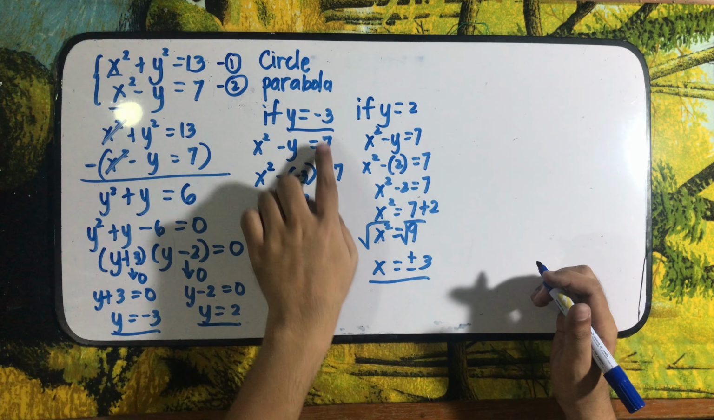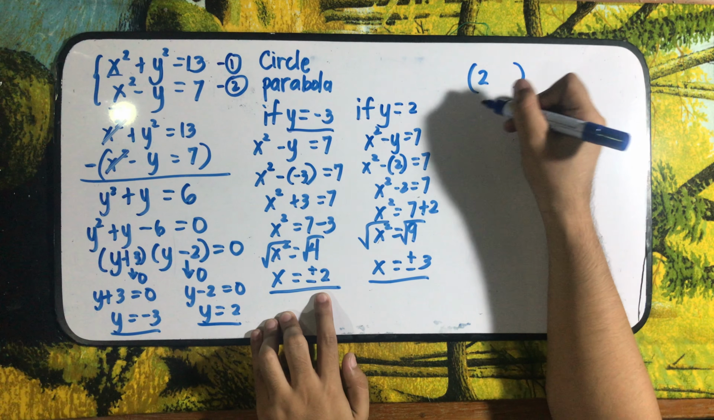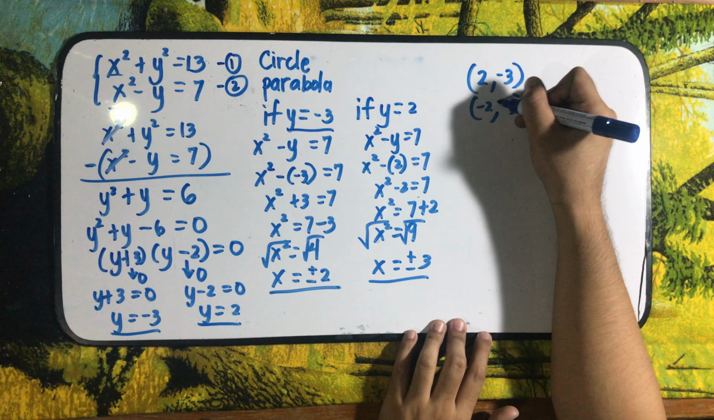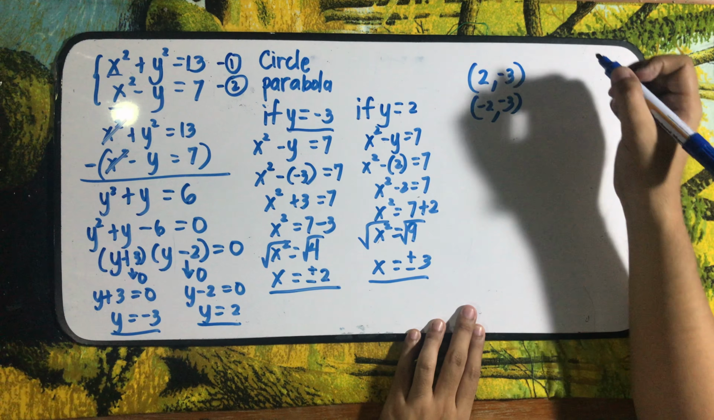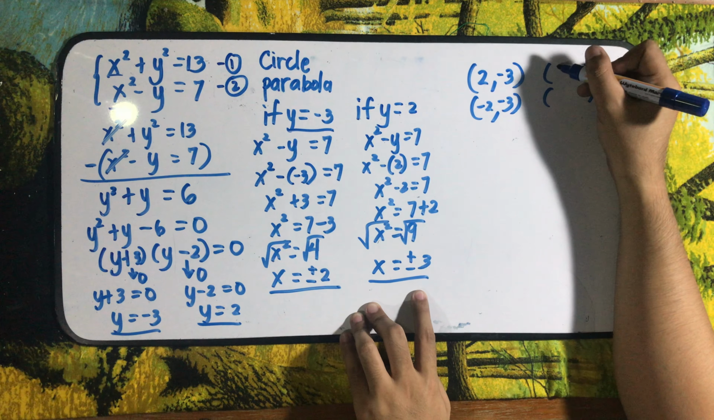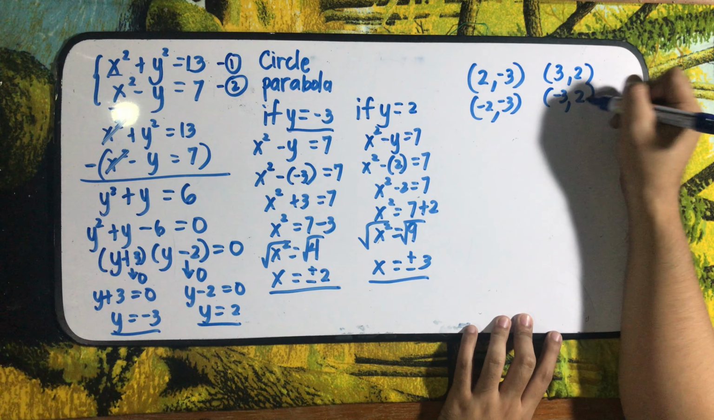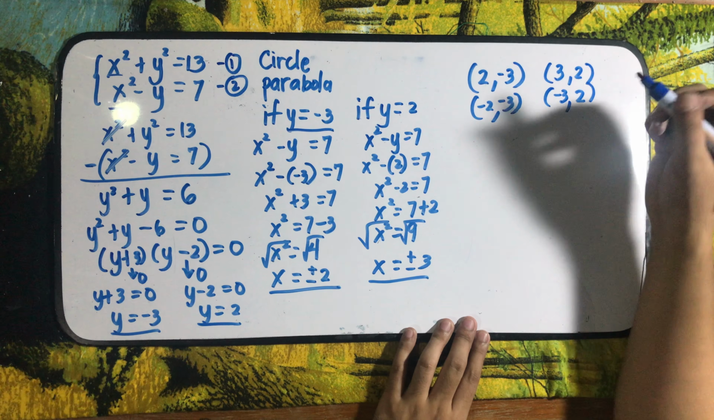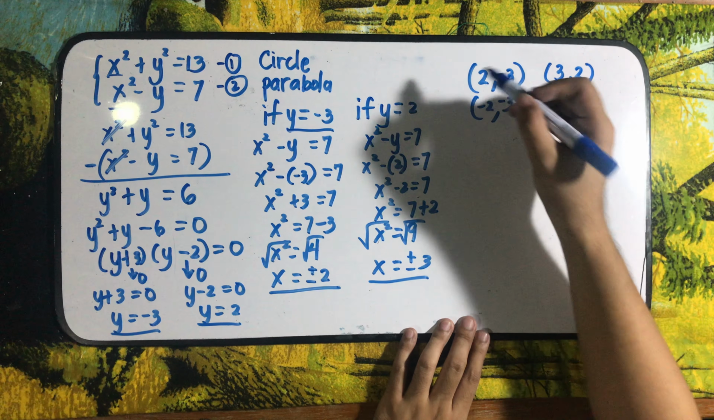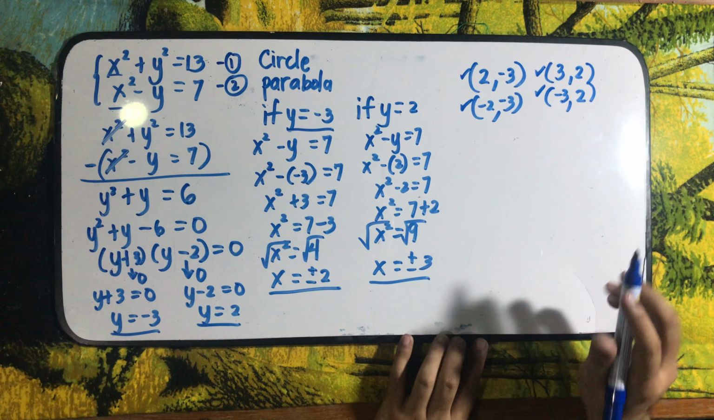The first solution is that if y is equal to negative 3, we have two values for x, that is positive 2 and negative 2, and the y will be the same, which is negative 3. Another intersection would be x values plus minus 3, therefore positive 3 and negative 3, and the y value will be the same, that is 2. Therefore, the parabola intersects the circle in 4 points. So we have here 4 solutions.